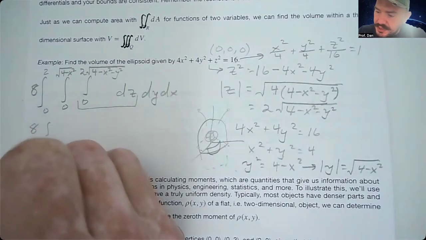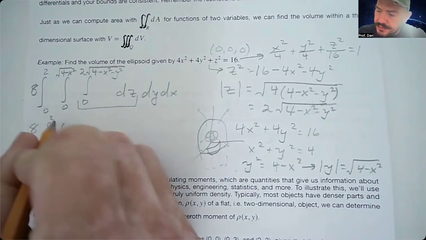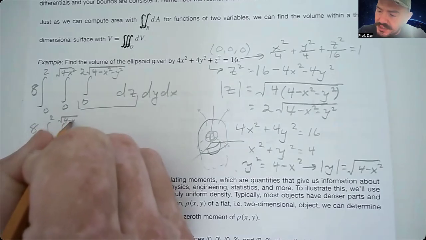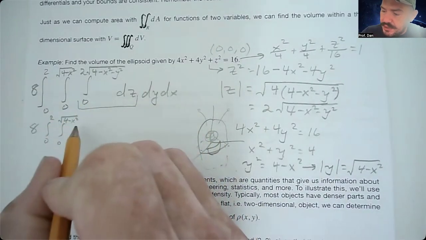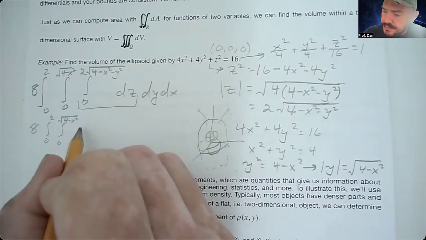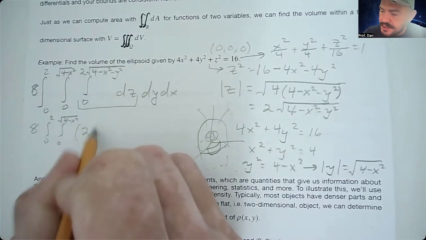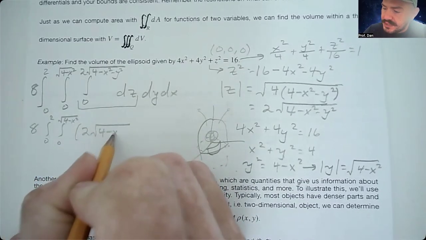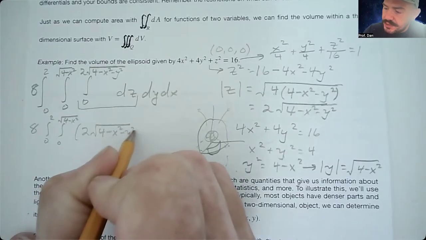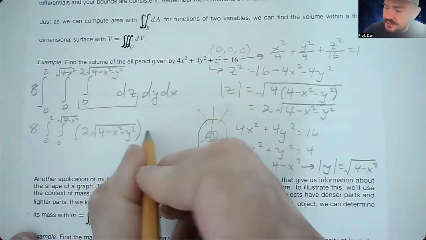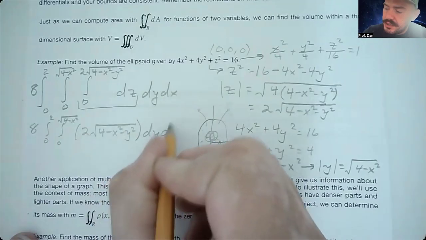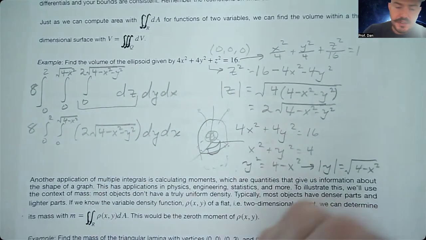So we have 8 times the integral from 0 to 2, the integral from 0 to the square root of 4 minus x squared. And now the result was just 2 times the square root of 4 minus x squared minus y squared. And we still have dy dx to deal with.